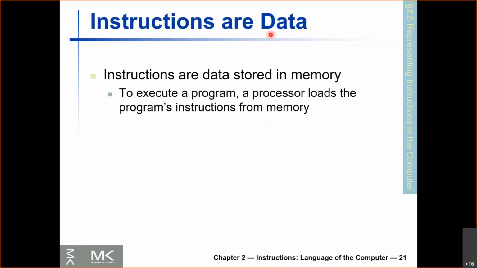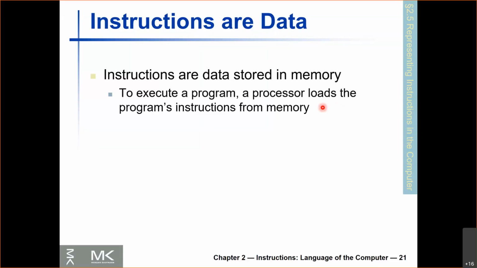So instructions are data, right? Instructions are data, just like integers are data, ones and zeros, just like strings of characters, A, B, C, and D are data. Instructions themselves are data. What do I mean by that? So when a processor executes a program, it executes instructions. Where does it get these instructions from? Well, it gets them from memory, right? The processor is going to load instructions from memory, and it will execute these instructions.